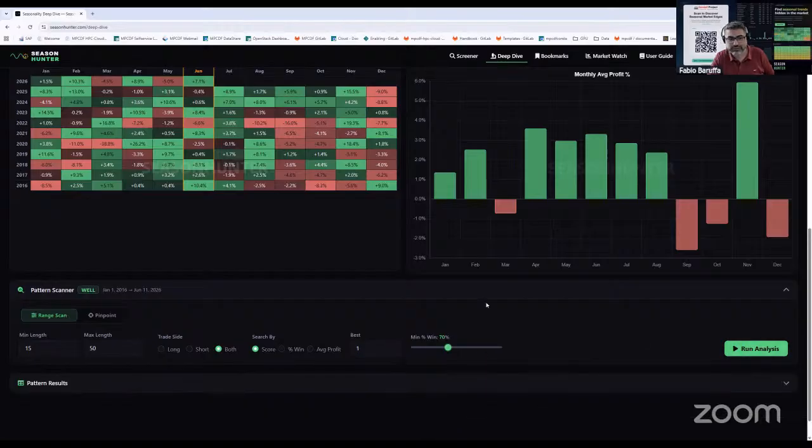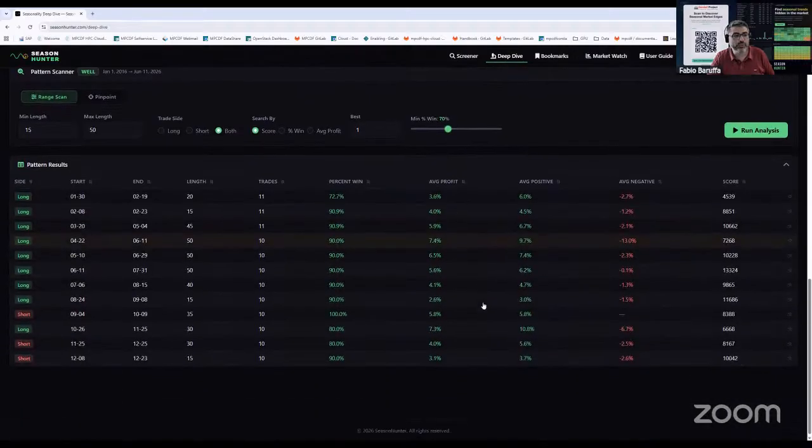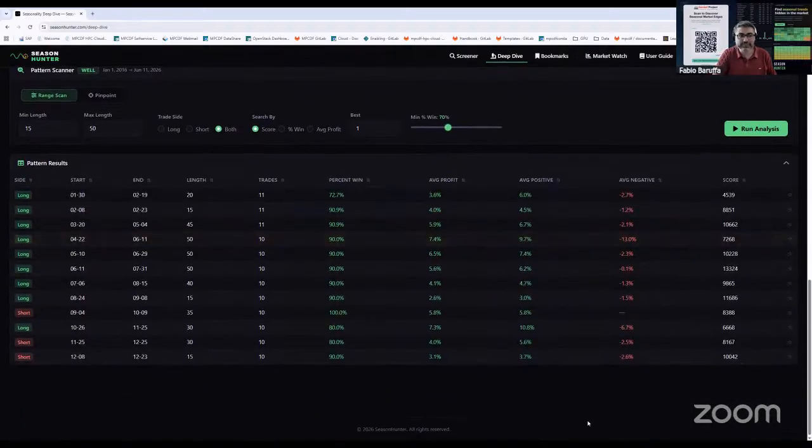So I go here, run analyze, and then I have another list. This is the pattern results month by month for this ticker during this time frame. And this is interesting, because as I said, if you select both, you can even identify times when this ticker has statistically been going down. Again, if you sort by score, you see that June is quite strong: the average is around 0.1%, with 90% win.